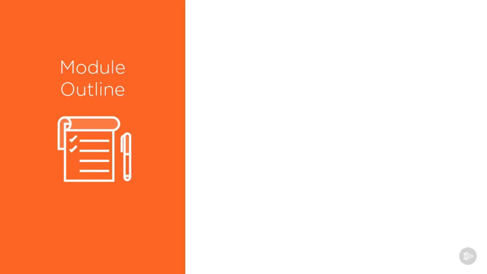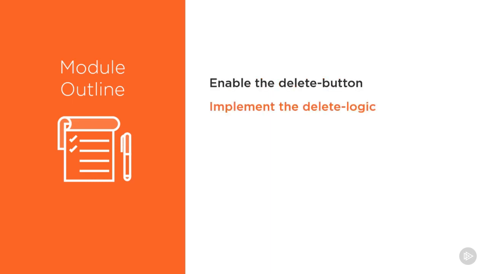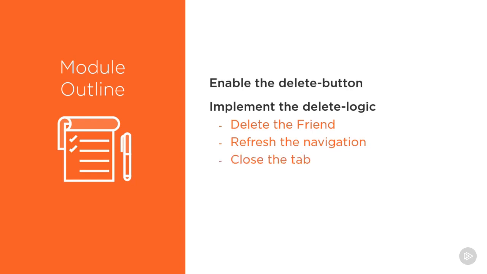The first thing that we do in this module, we will enable the delete button for existing friends. When the user creates a new friend, the delete button should be disabled as long as that new friend hasn't been saved. After we have done this, we will focus on the implementation of the delete logic. The delete logic includes deleting the friend by using the data provider. It includes refreshing the navigation after delete, and it also includes closing the tab after the friend has been deleted.